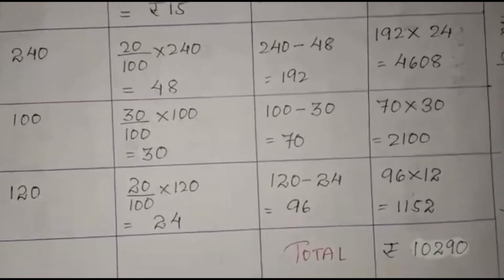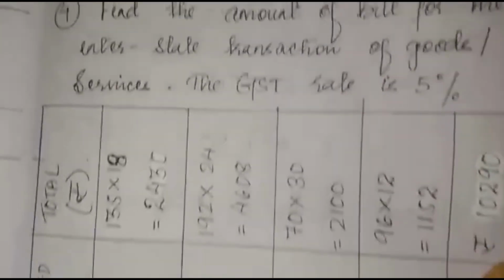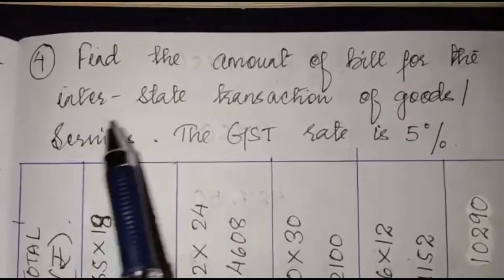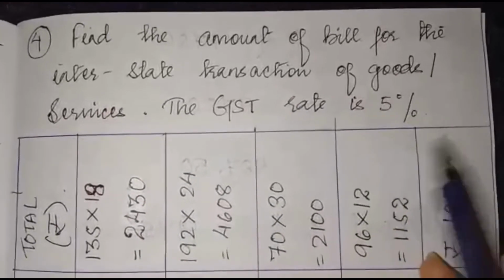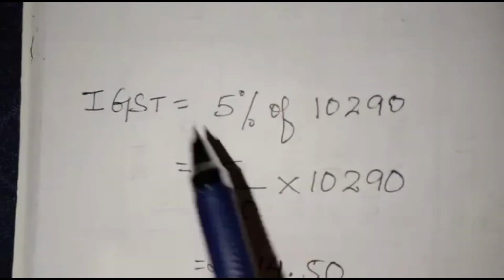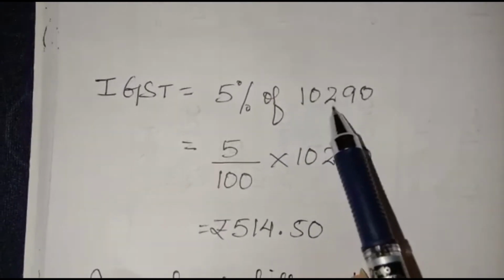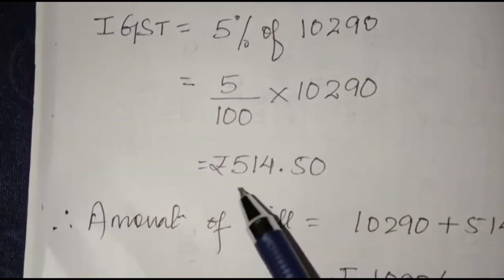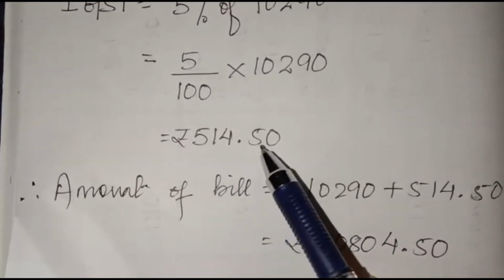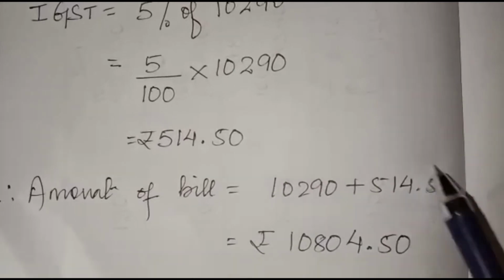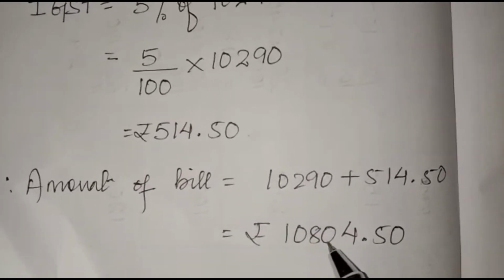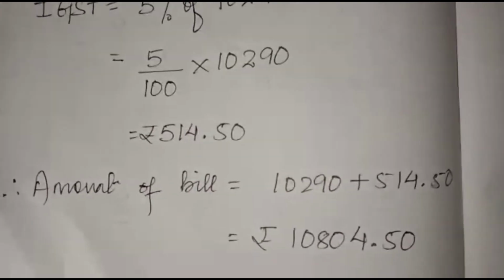But here GST is applicable, and here it is given as interstate. So in interstate IGST is applicable. So you will have to use IGST, which is 5%. Here IGST is 5% of 10,290. You calculate this, you will get 514.50. So the amount of the bill will be total plus IGST, which is 10,804.50.